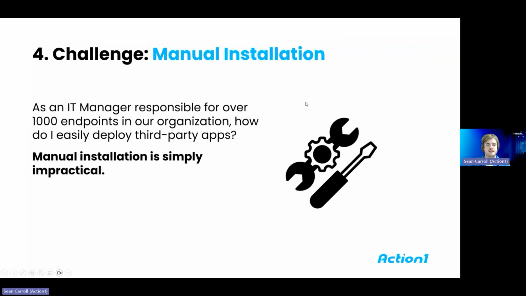Okay, manual installations. Anytime that we want to deploy third-party software, we actually touch base on this a little bit. It's difficult to do that at scale, right? If you have over 1,000 endpoints, 5,000 endpoints, 10,000 endpoints, it's going to be very, very difficult to do those in bulk unless you have some kind of automation tool that's going to help with that process. And we showcased already in the Action One console that you can do that just through built-in software.